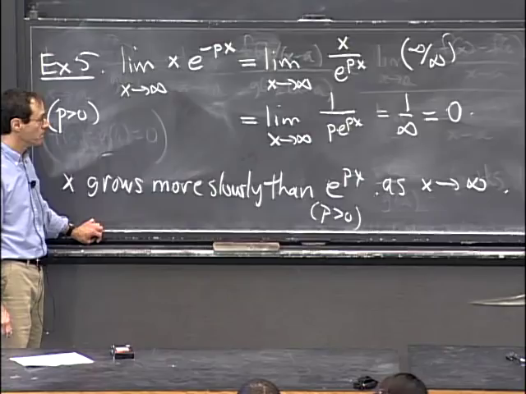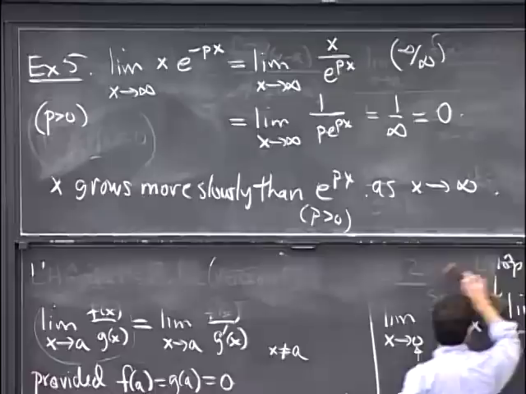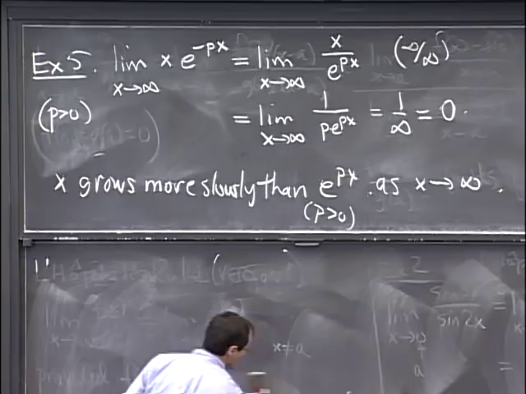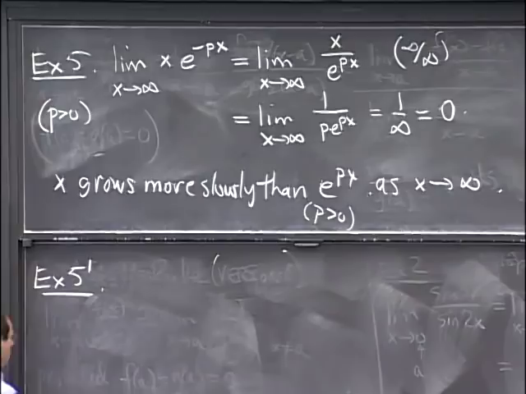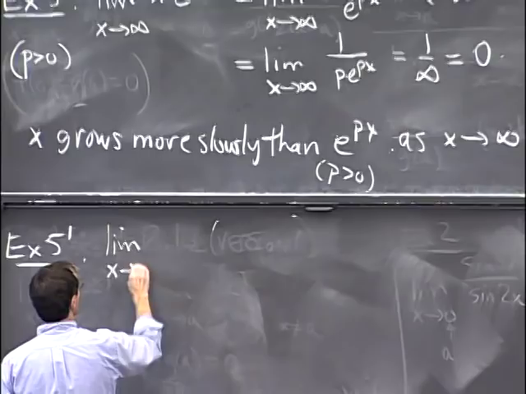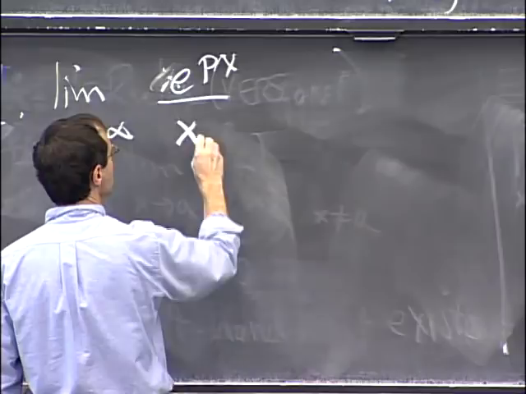All right. Let's do a variant of this. I'll do it the opposite way. So I'm going to call this example 5 prime. It really doesn't give us any more information, but it gives you just a little bit more practice. So suppose I look at things the other way: e to the px divided by x to the 100 power. All right?